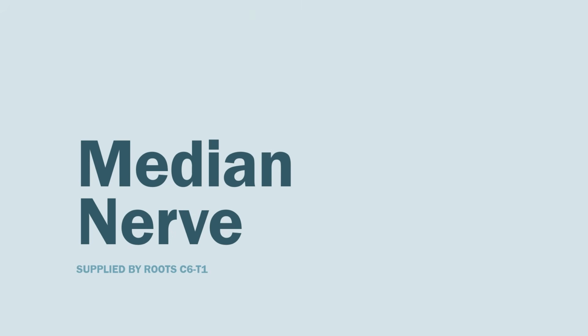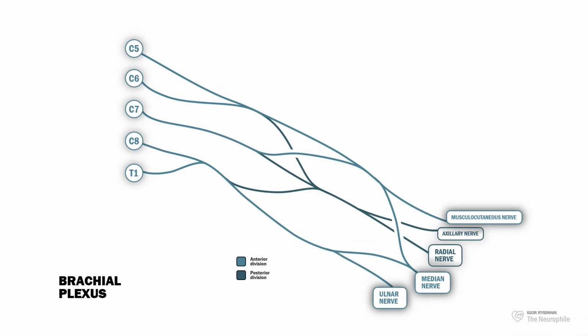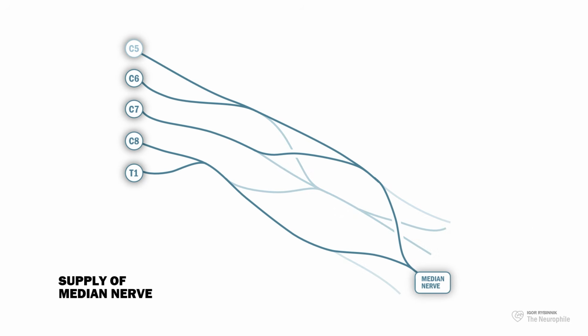Next, the median nerve. The median nerve receives supply from the lateral and medial cords of the brachial plexus, which means C6 to T1 nerve roots. Impulses from the C5 nerve root don't make it as far as the median nerve, so C5 doesn't contribute much to median nerve innervation.